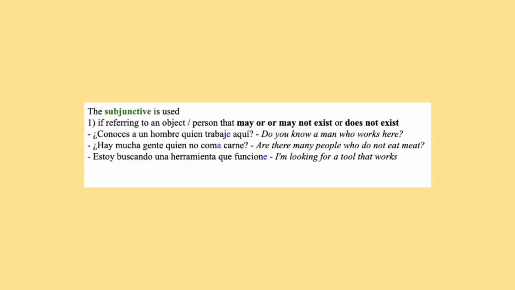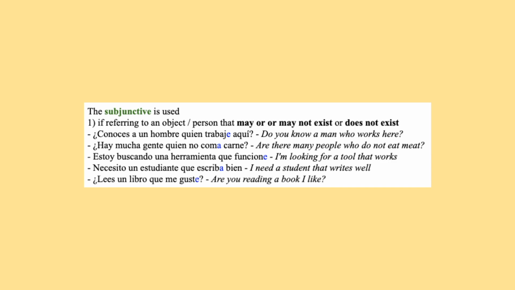Estoy buscando una herramienta que funcione. A tool, una herramienta, is not referring to a specific object. Therefore we use the subjunctive. Necesito un estudiante que escriba bien. In the indicative example we said, I have a student, but this time we say, I need a student. So this time we don't know if the student exists with certainty, so therefore we use the subjunctive. ¿Lees un libro que me guste? So asking if you are reading a book I like is not referring to a specific book. Therefore we use the subjunctive.